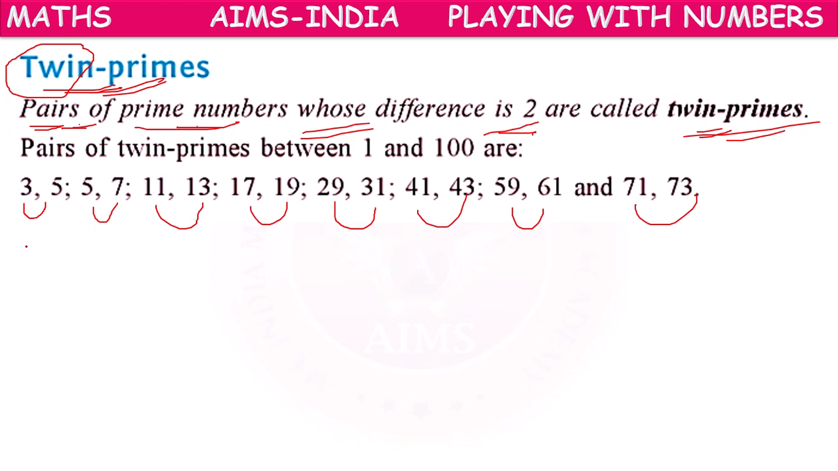you can observe 3, 5 difference is 2, 5, 7 difference is 2, 41, 43 difference is 2, 71, 73 difference is 2. If the difference between the pairs of prime numbers is 2, they are considered to be twin primes.